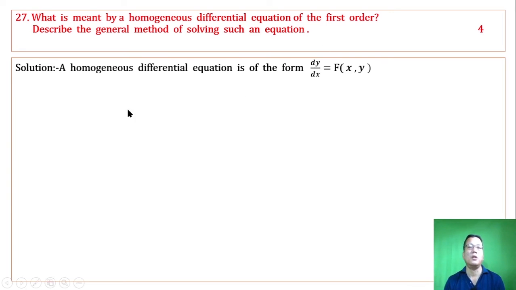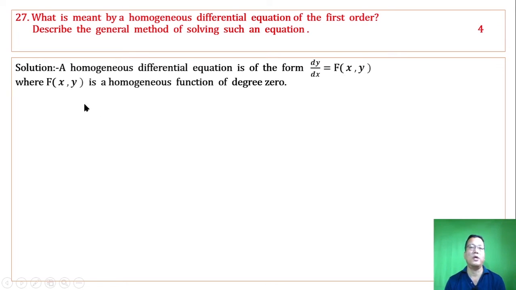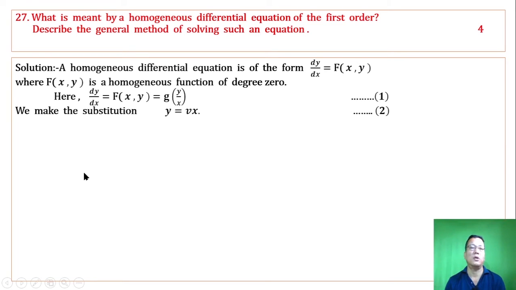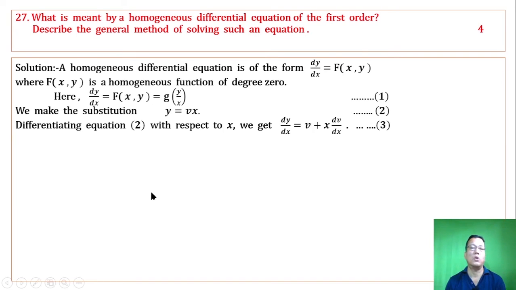4 marks. A homogeneous differential equation is of the form dy by dx equal to f of x y, where f of x y is a homogeneous function of degree 0. Here dy by dx equal to f of x y, which can be written as g of y by x, which is equation 1. We make the substitution y equal to v x, equation 2. Differentiating equation 2 with respect to x, we get dy by dx equal to v into 1 plus x into dv by dx.